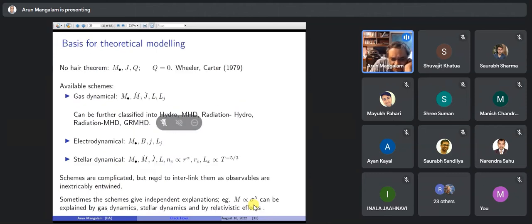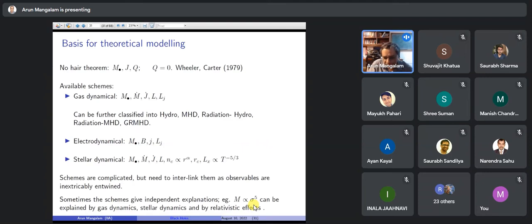So how does the theoretician model all this? So there is this no-hair theorem which I told you: the mass, angular momentum, and charge. These are the only parameters that describe a black hole. But if you look at gas falling onto the black holes, then you have the mass, the accretion rate, the angular momentum rate, the luminosity of the jet, and then you have the magnetic field, and the spin.